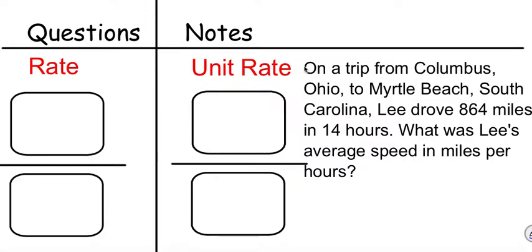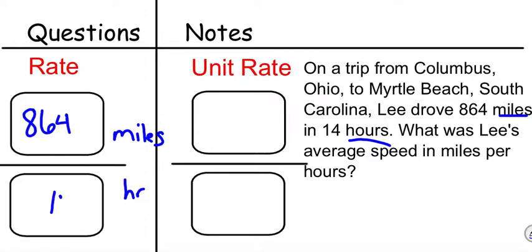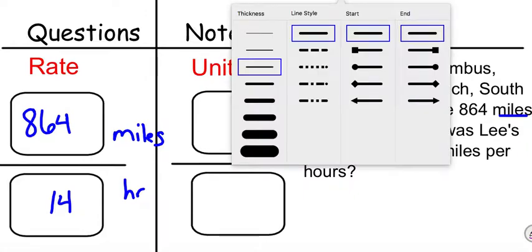So the question states, on a trip from Columbus, Ohio to Myrtle Beach, South Carolina, Lee drove 864 miles in 14 hours. What am I comparing? I am comparing miles and hours. So I know that I want miles on top and hours on the bottom. How many was I comparing to begin with? There were 864 here and 14 here. That is my rate. Now, both of these are even, so I know they can be reduced. So I'm going to reduce these.